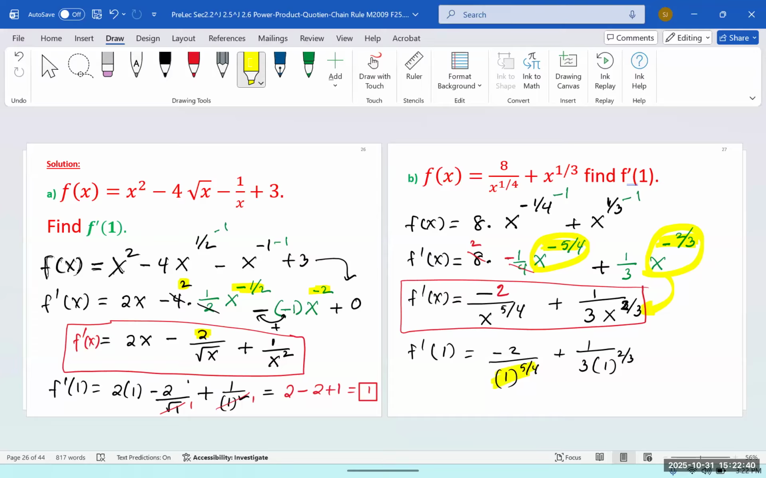And then the exponent rule. What is 1 to the any power? 1. So this is basically 1. So you have negative 2 plus 1/3. Negative 2 times 3 is negative 6. Negative 6 plus 1 over the denominator, which is negative 5/3.